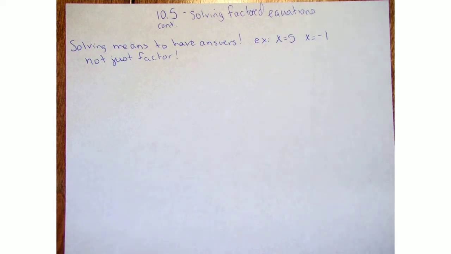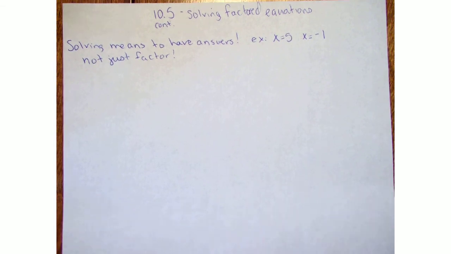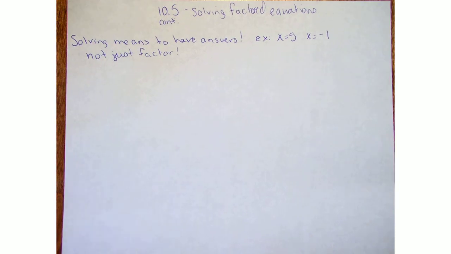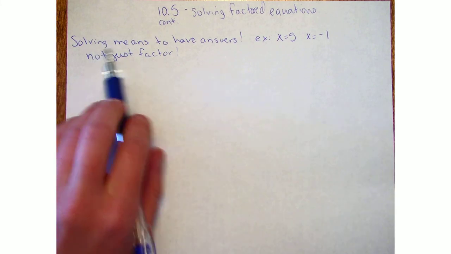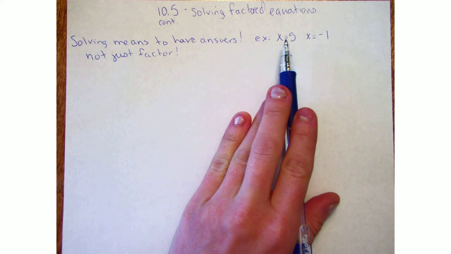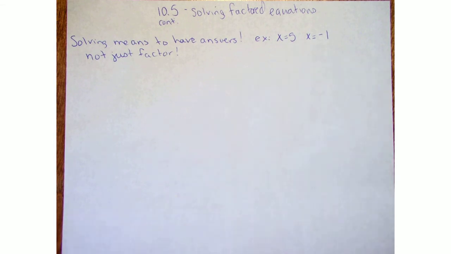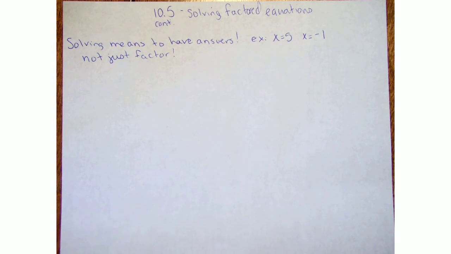Okay, so today we are going to finish with section 10.5. Yesterday we factored quadratic equations, and today we're going to solve them. The difference between just straight factoring something and solving is solving means you have to have answers. So when you get your binomials, you're still going to be left with x equals 5 and x equals -1. You actually have to have an answer, not just two binomials.